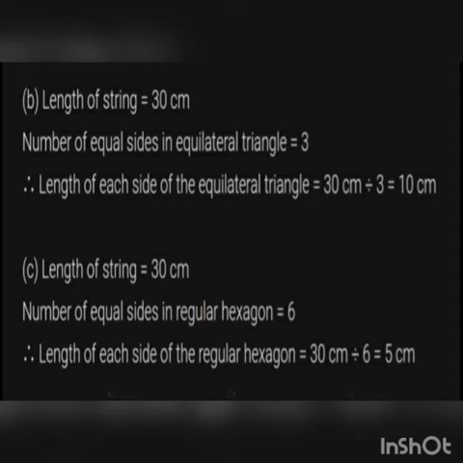Next I am making a regular hexagon. Hexagon means a 6-sided polygon. So the perimeter of the hexagon is 30 centimeter as given, and we know a hexagon has 6 sides. So 30 divided by 6, we get one side equal to 5. These are all regular figures, so we can apply this formula. Next question.